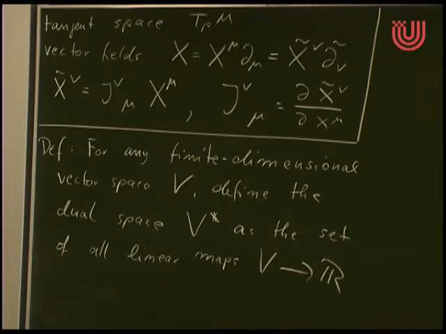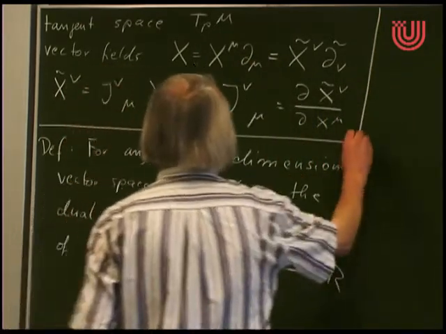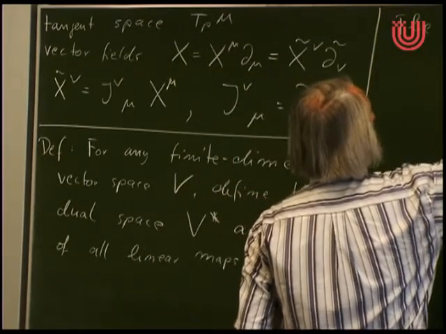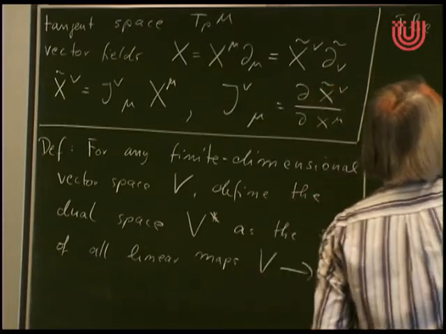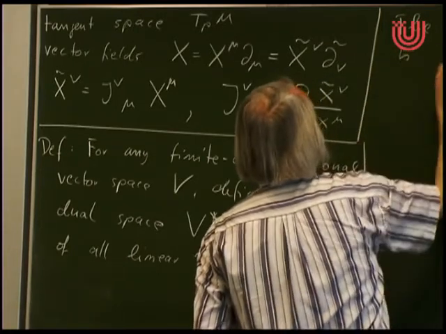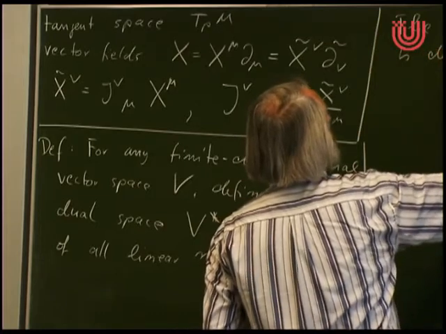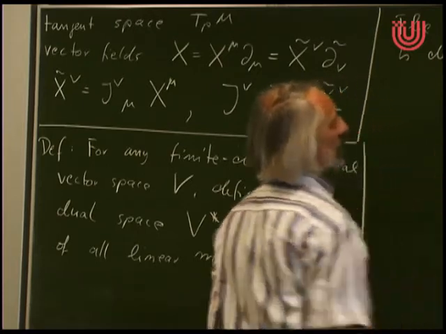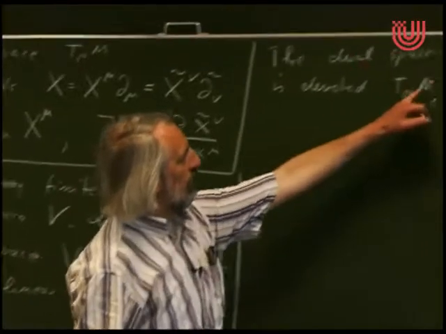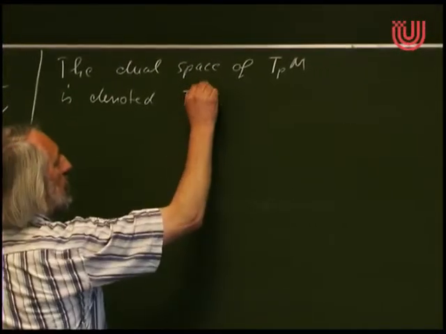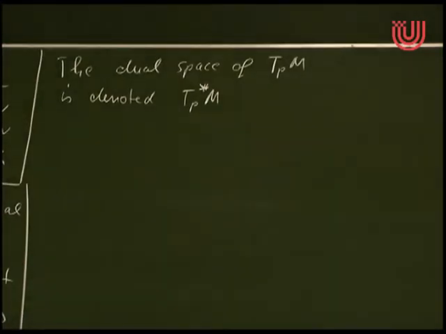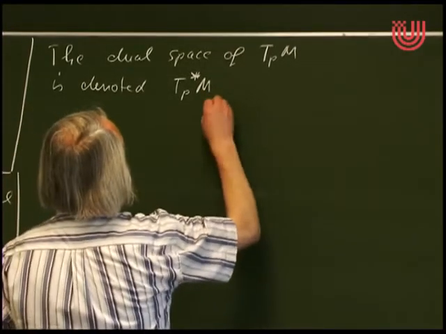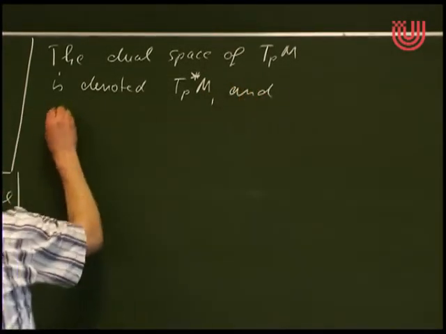And what we are interested in is the dual space of this TPM. So the dual space of TPM is, well, it would be denoted TPM star. And if I put the star here, then you could be confused because it would look like the star would be associated with the M. So that's the reason why one usually puts the star here. Yeah, that's the usual notation which you find in more or less any book on differential geometry. And this is called the cotangent space.